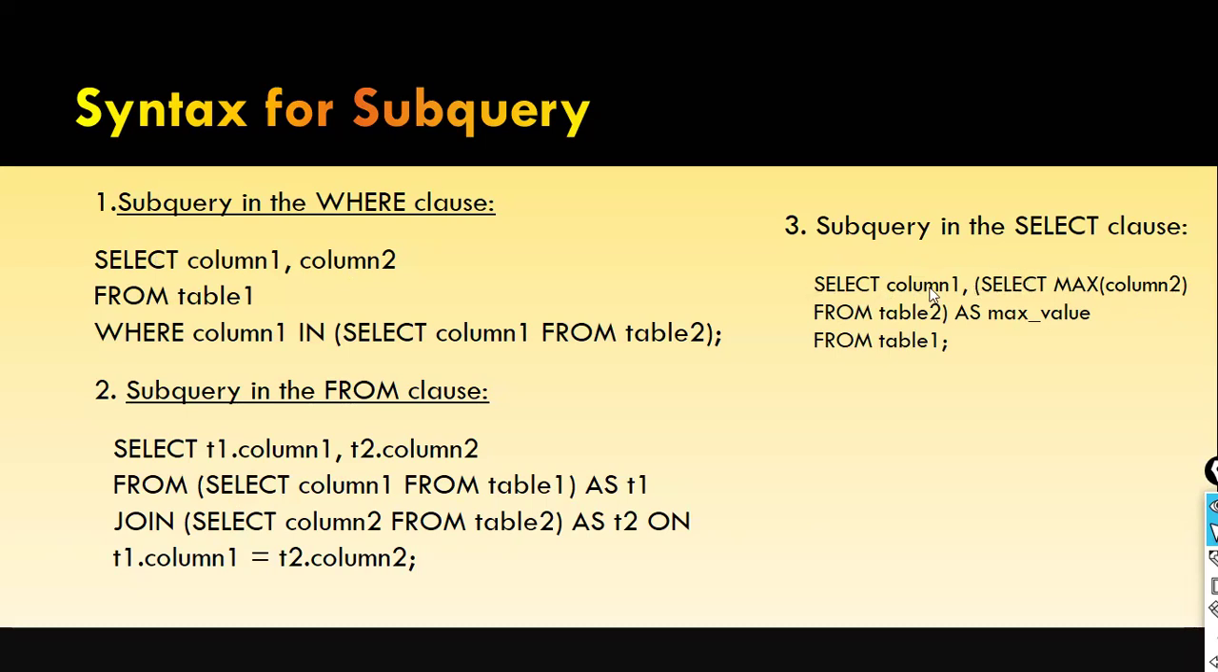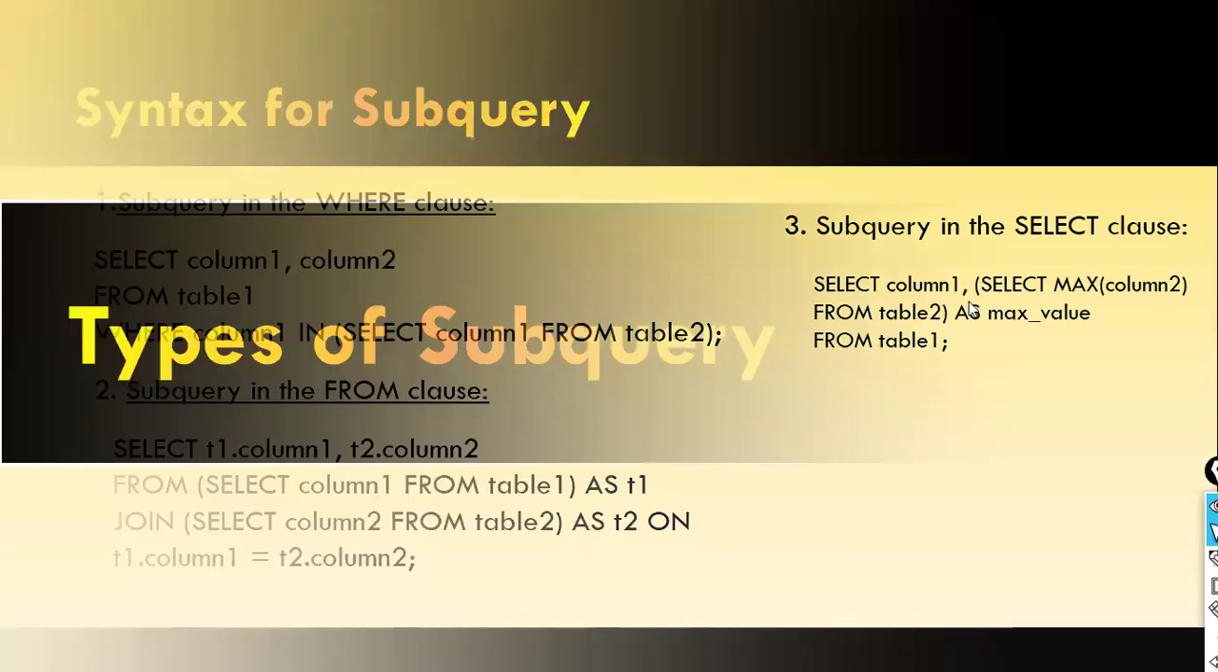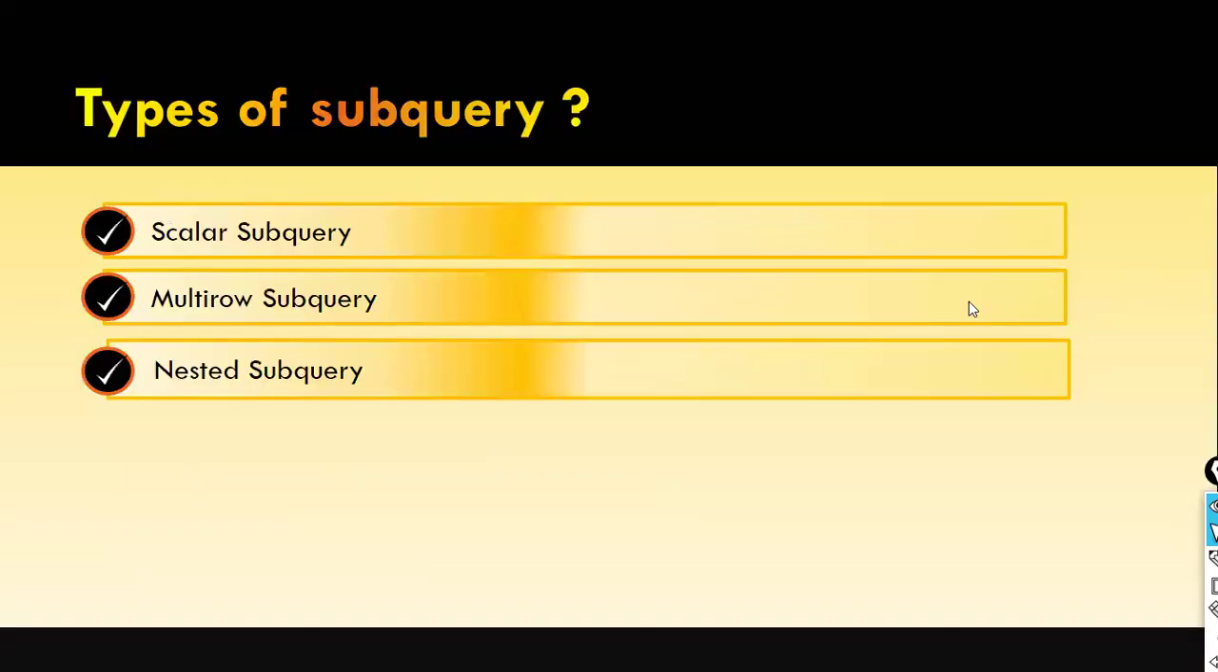Not necessarily followed by the select command do you have to use column 1, column 2, column 3 and so on. You can also use a subquery as part of your select list, and also in the where clause, from clause, and join clause. Got it? There are three different types of subqueries available: scalar subquery, multi-row subquery, and nested subquery.